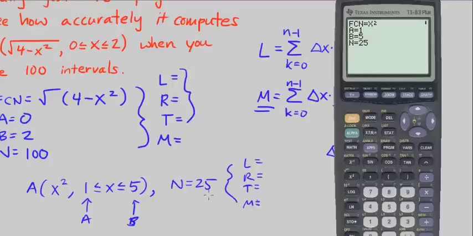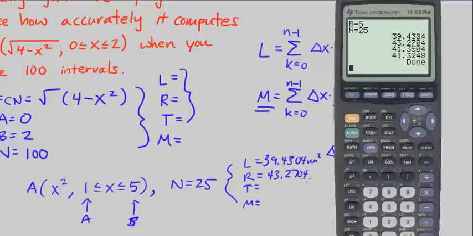So the area under the curve using left endpoint rectangles is 39.4304 units squared. Using right endpoints is 43.2704 units squared. Using trapezoids is 41.3504 units squared. Using midpoint rectangles is 41.3248 units squared. Okay, so you see trapezoids and midpoint are not always the same. In fact, they shouldn't be. And that's just an example of using our program.